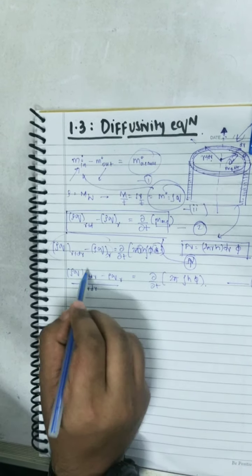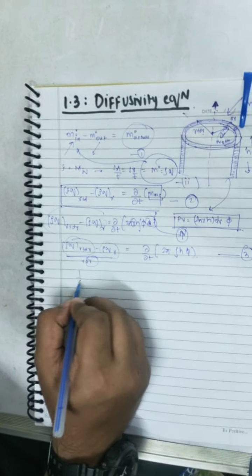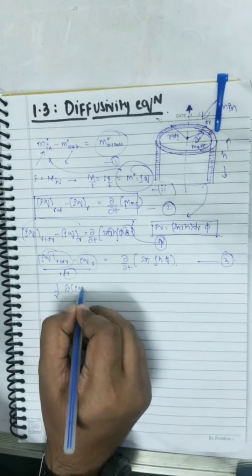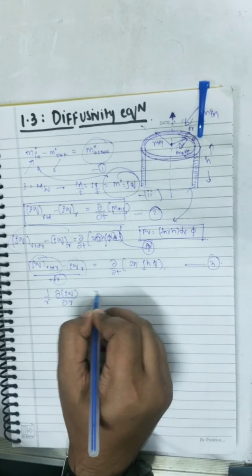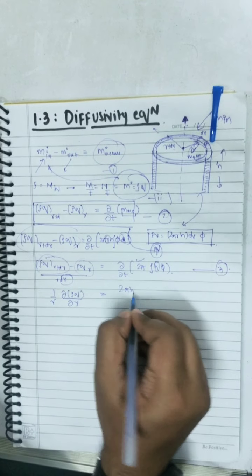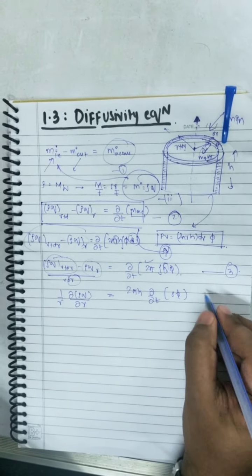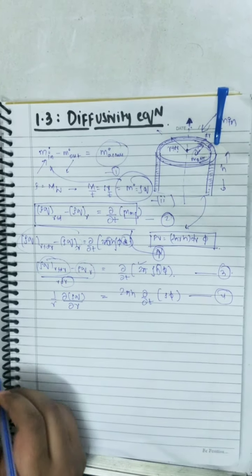Now this looks like y2 minus y1 upon x2 minus x1. So this is nothing but the partial differential of rho Q with respect to r, and this is constant and this is constant. We take it outside: 2 pi h del by del t of rho phi. Now rho and phi can vary with time, right? So we are keeping that inside the differential.